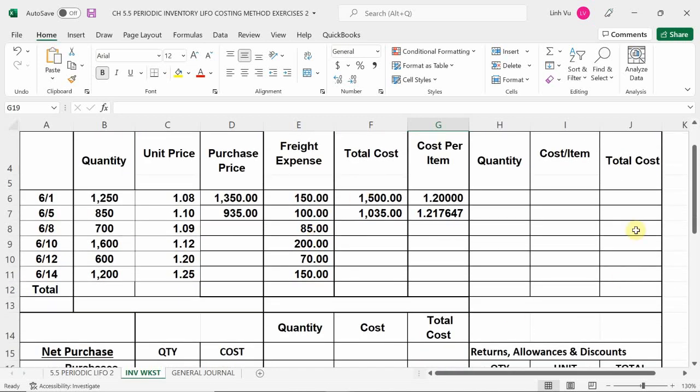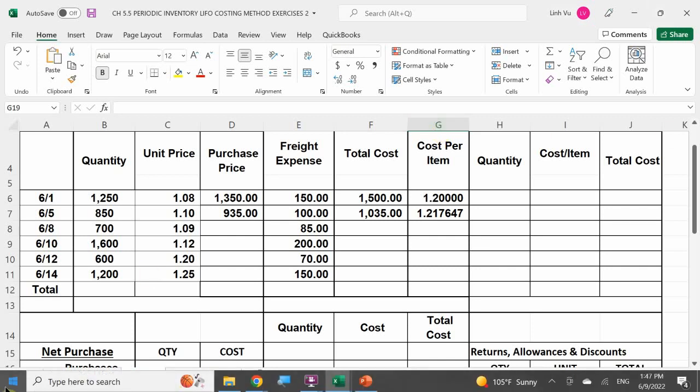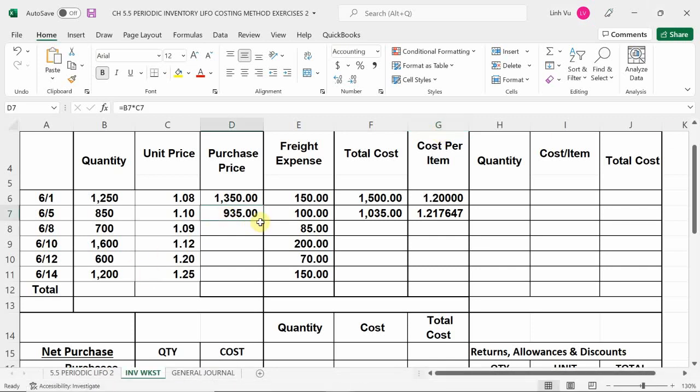All right. So the next situation here is that on June 8th, we purchased 700 units at $1.09. So my total purchase price here is 763. 763 plus $85 gives me a total cost of 848. 848. And then again, what is going to be my cost per item?